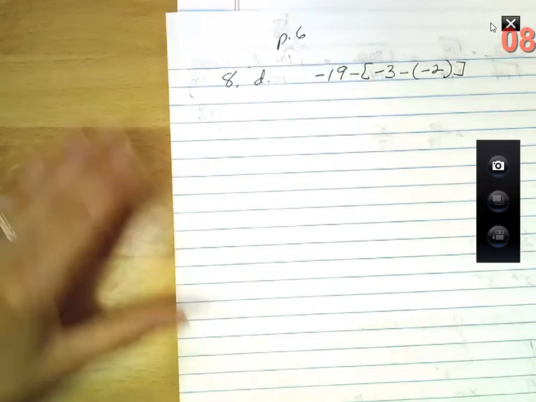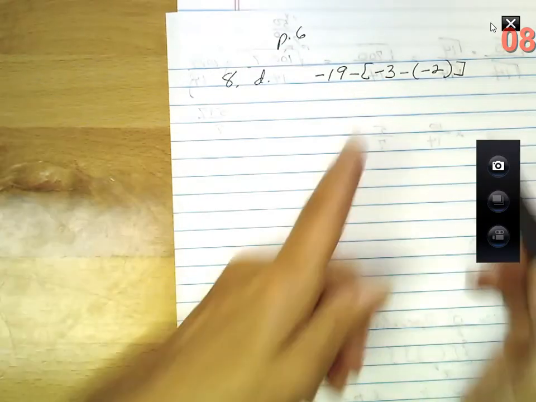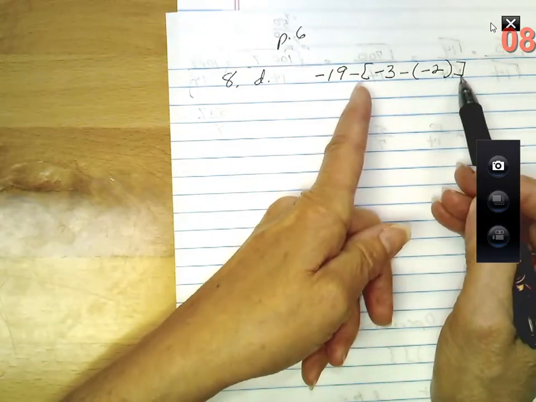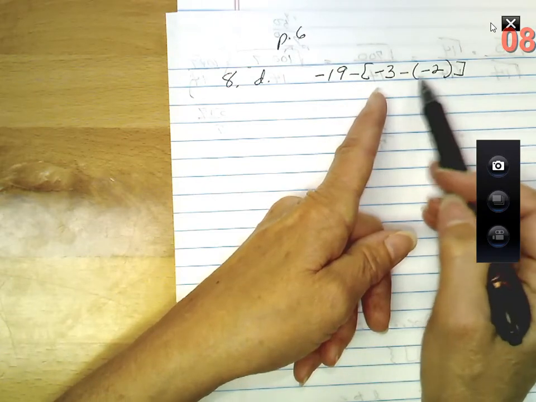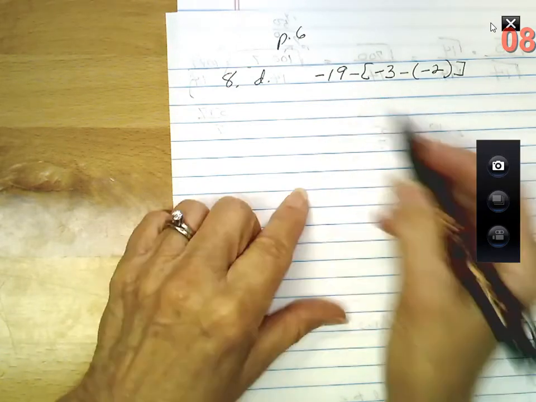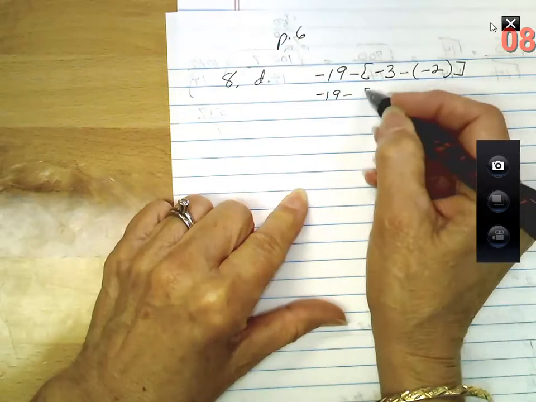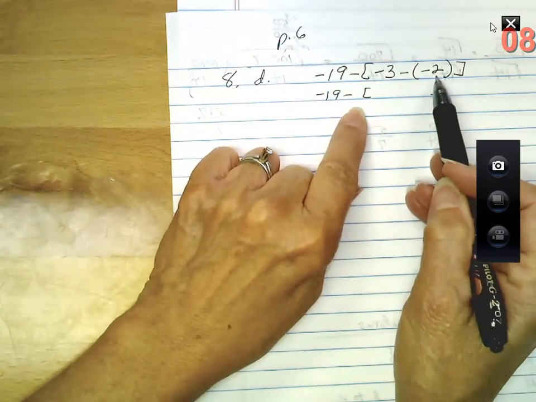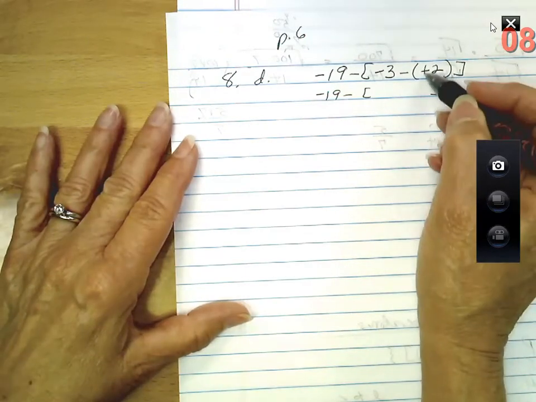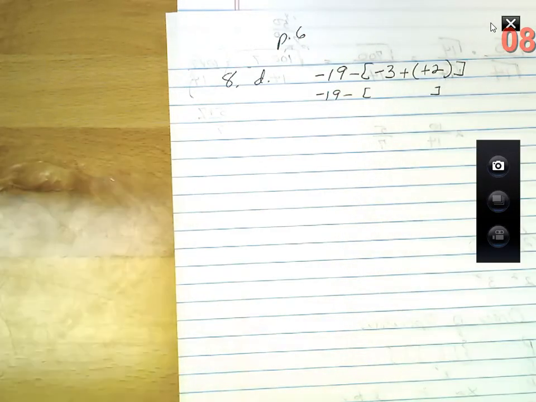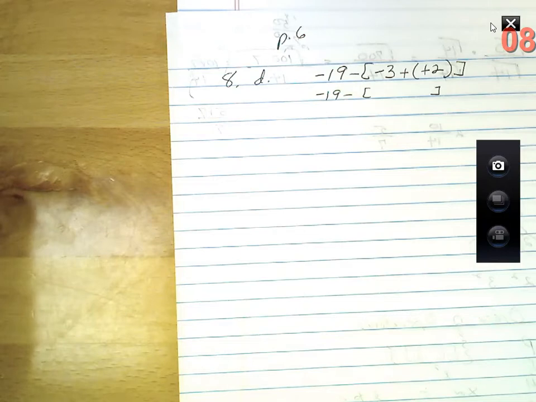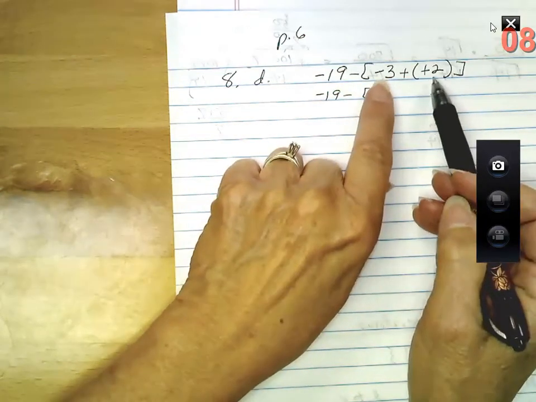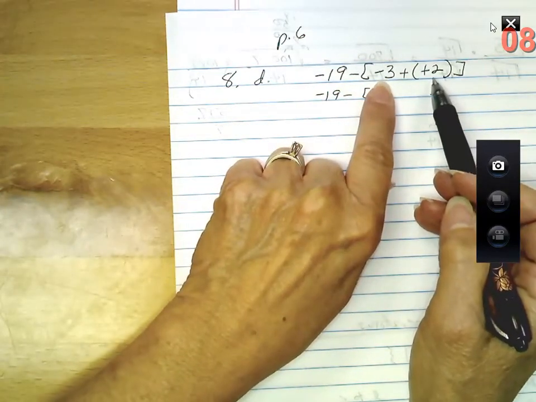All right, so what you have to do is do what is in the innermost grouping symbol first, and then you look in there to see if there's anything to do. There's not. But if you put this down, you have a negative 3 minus a negative 2. On subtraction, you change the sign of the second number and add, which means go back to your adding rules. So what do you get when you have a negative 3 and a positive 2?